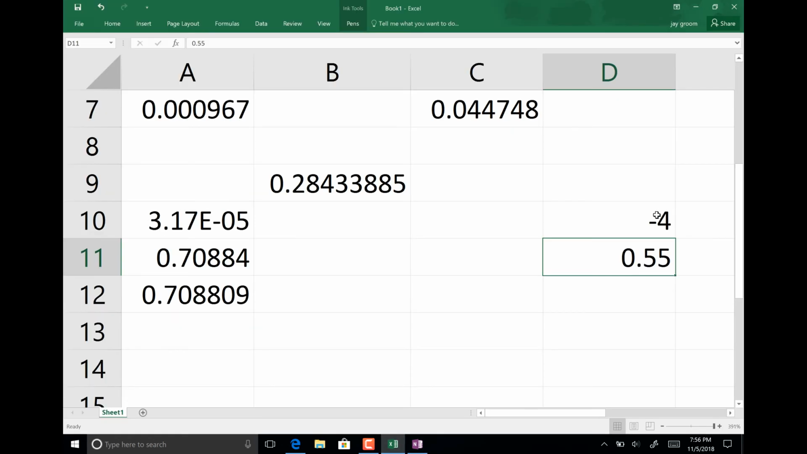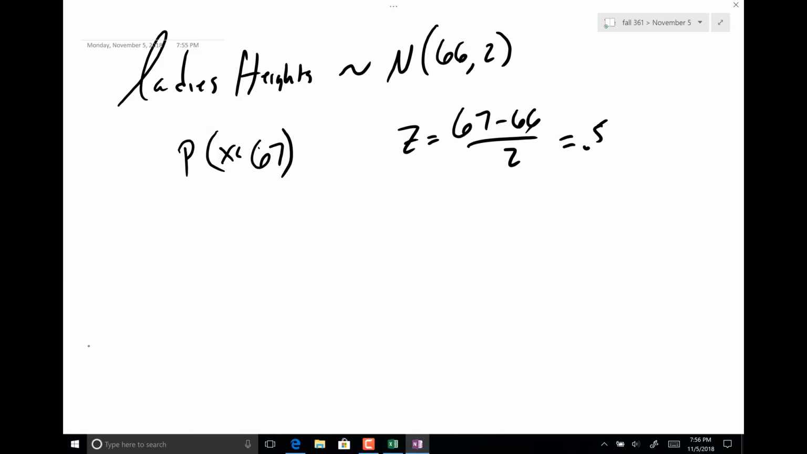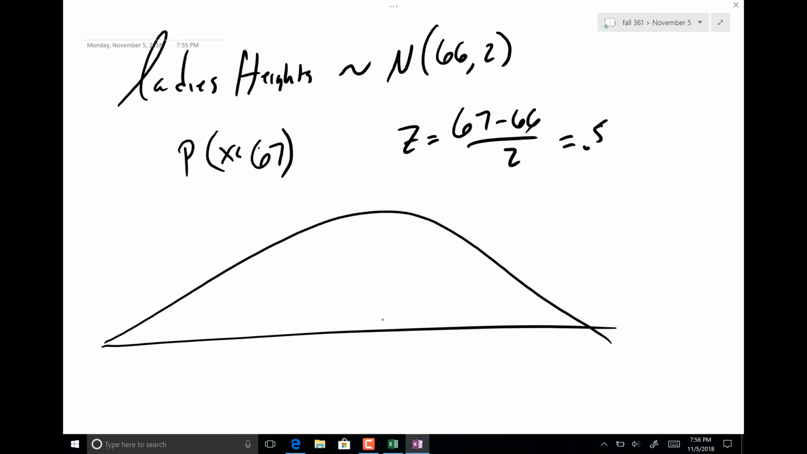So over here, I'm just going to type in 0.5. And I get out, the answer is 0.69. Now, what does that say to me? It says to me, here's the average, which is 66. You are here at 67. 69% of the population is shorter than you.